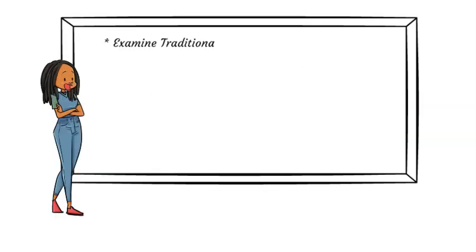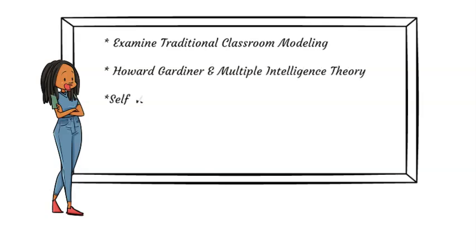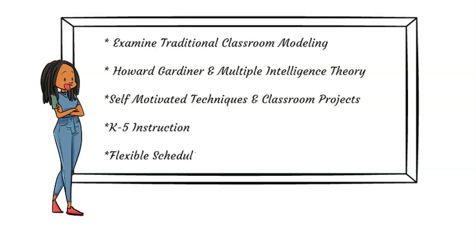Our first session on the schedule will take a deep dive into traditional classroom lessons and modeling. Next, we will introduce Mr. Howard Gardiner and his famous theory of multiple intelligences. From there, we will explore self-motivated classroom techniques and how they will be used to implement Gardiner's theory. We will also create classroom environments that are user-friendly for teachers in kindergarten and elementary classrooms. And lastly, we will learn how to create a flexible schedule to make assessments. Looks like we'll be busy today, so let's get started.